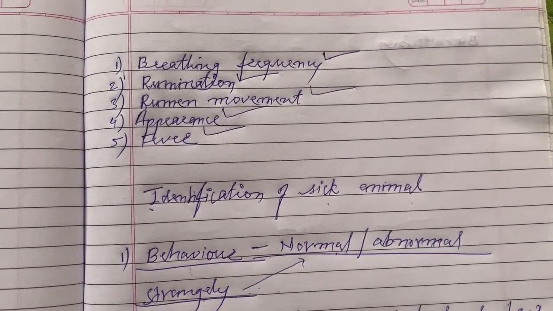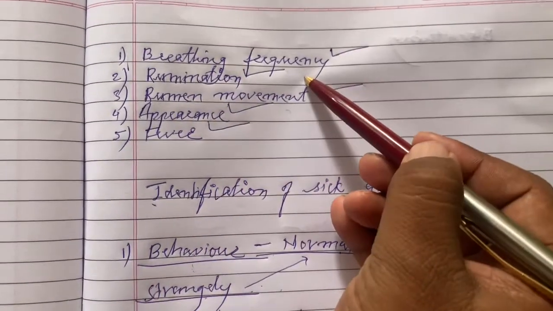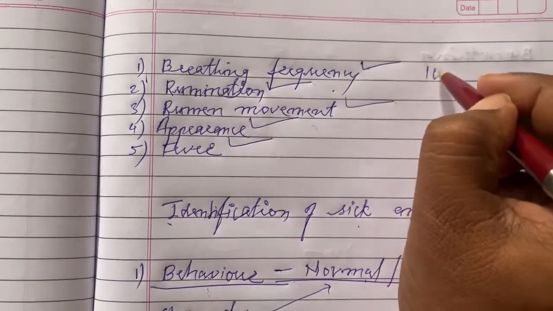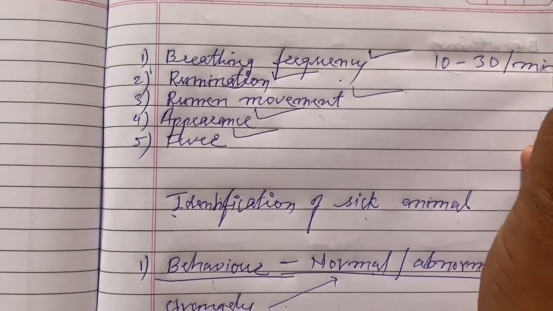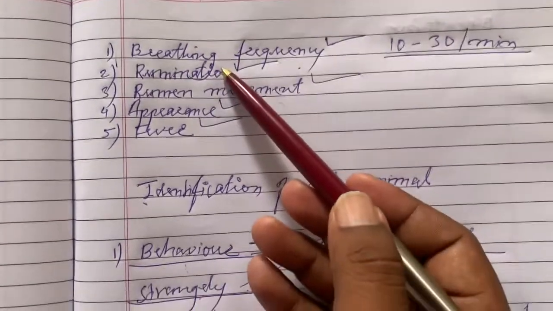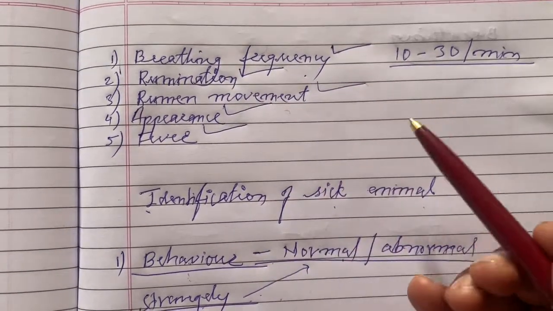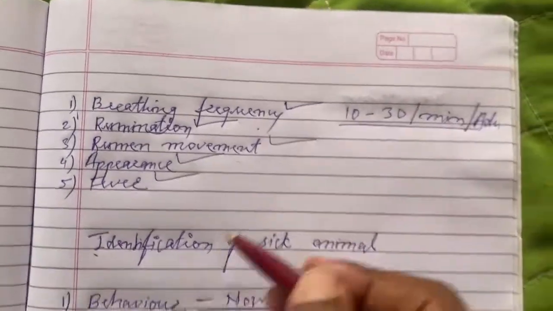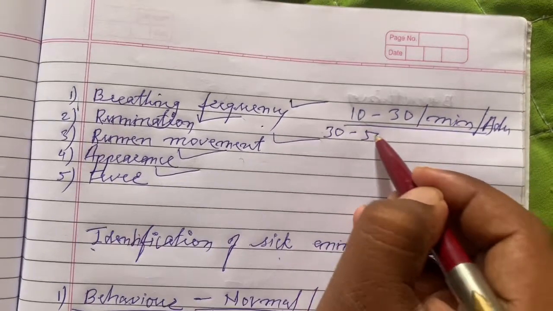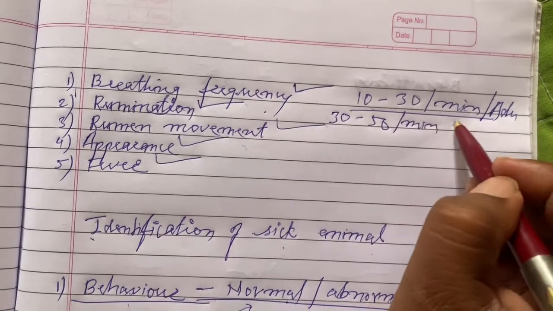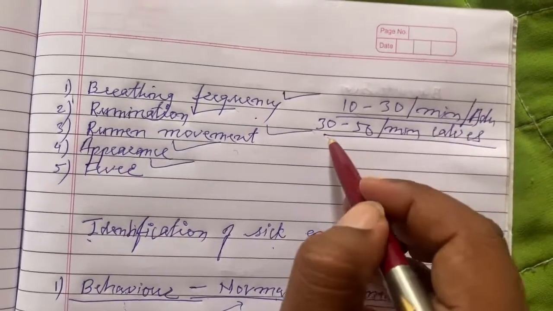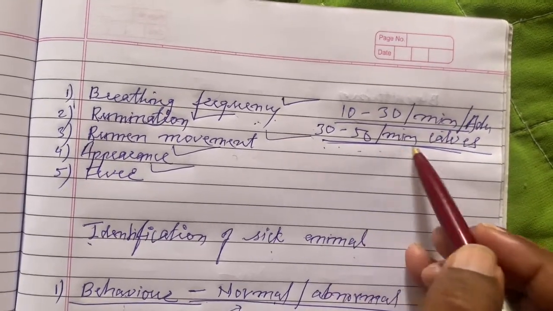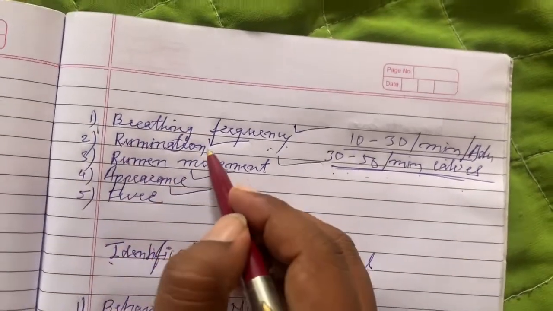In this first point, we have to know that breathing in and breathing out must be 10 to 30 times per minute. This is the first parameter to observe in the animal, and this is for adults. And it is 30 to 50 times per minute in calves. So we have to remember this important point, the breathing frequency: 10 to 30 per minute in adults, and 30 to 50 per minute in calves.